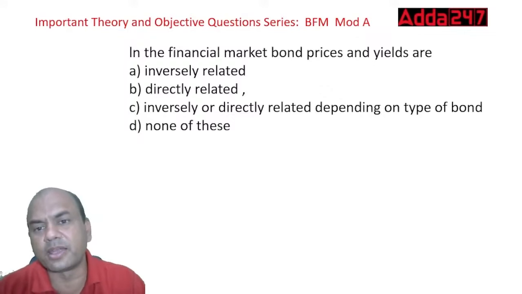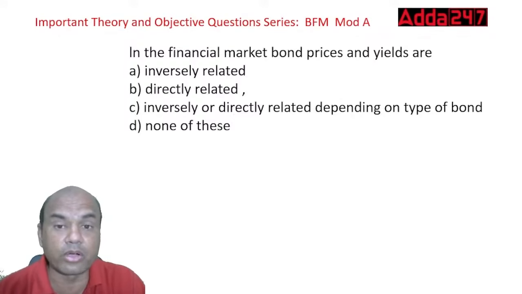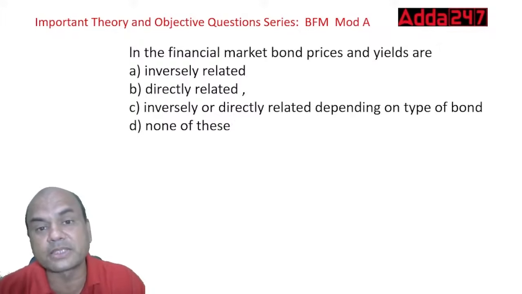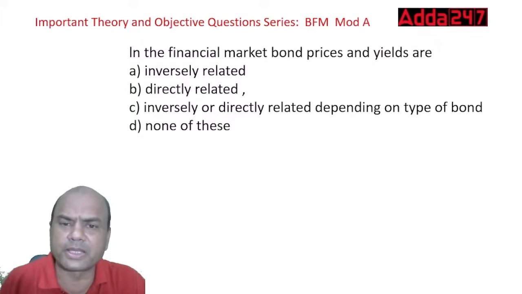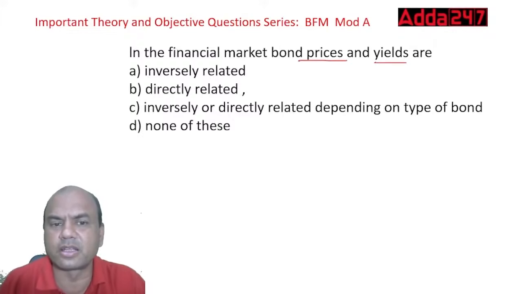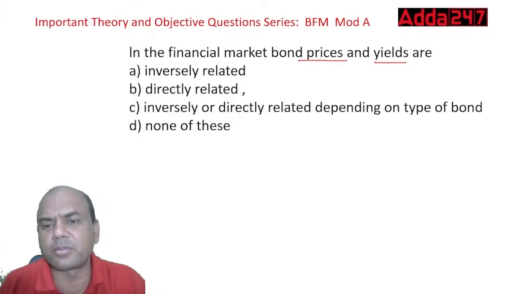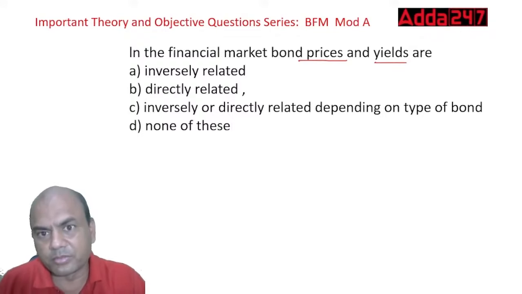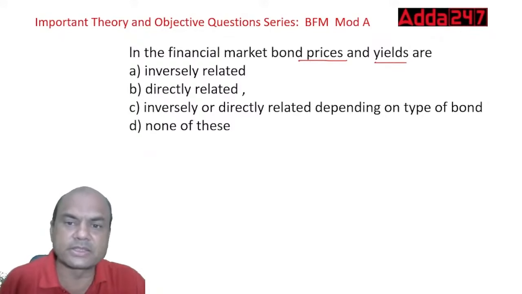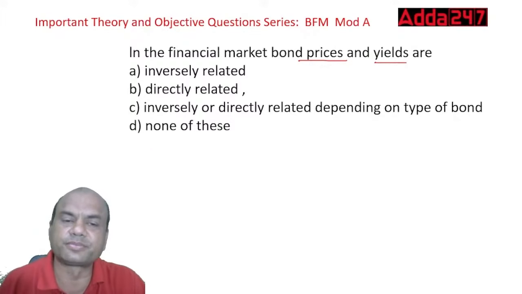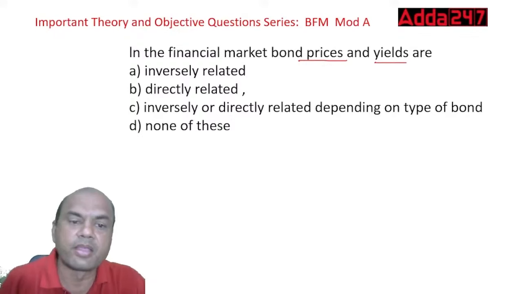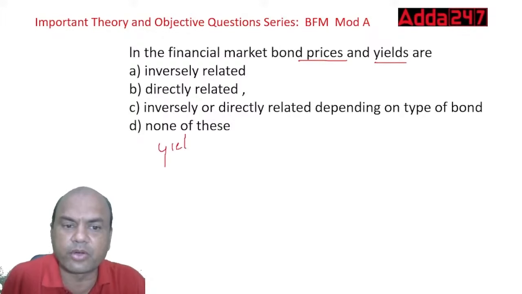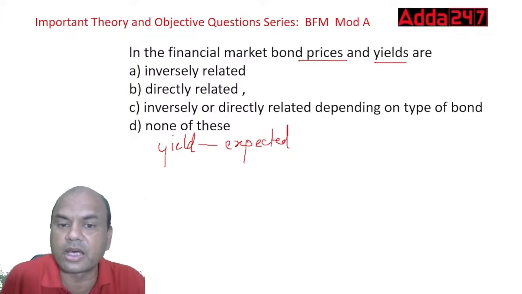In financial bond markets, in the financial market, bond prices and yields are, so this bond price and yields are what? Directly or inversely related? Inversely, directly, inversely or directly depending on the type of the bond. None of the above. So the bond prices and yields are always, once remember, the price of the rate of interest, yield we call it. Yield means what? It's the expected rate of interest. Here, what is yield? You need to understand that also. Expected rate of interest, expected ROI.